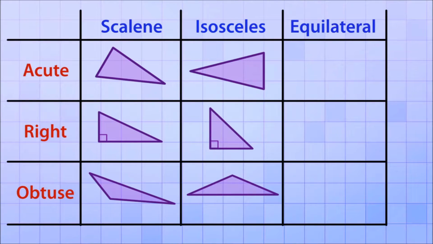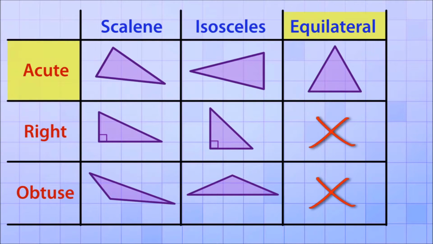But things are different when it comes to an equilateral triangle. An equilateral triangle is always an acute triangle. Because all 3 sides are exactly the same, all 3 angles must also be exactly the same. And since we can't have more than one right angle in a triangle, or more than one obtuse angle, all the angles in an equilateral triangle must be acute.